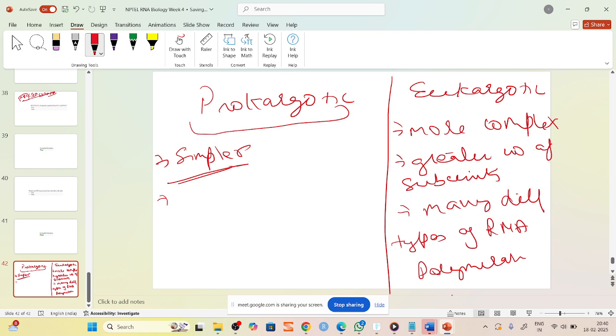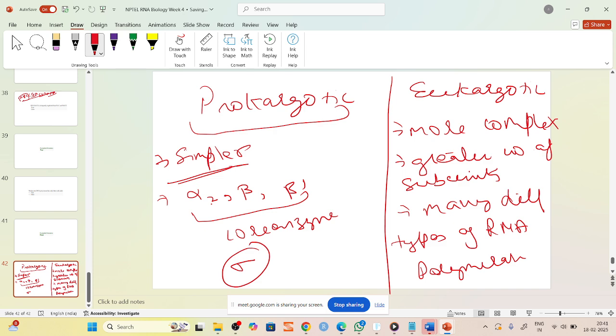What are the subunits that prokaryotic RNA polymerase has? Alpha 2, meaning two alpha subunits, beta, beta dash, and I think omega is also there. So alpha 2, beta, beta dash makes the core enzyme. When sigma factor also comes and joins with it, it makes the holoenzyme. And this holoenzyme is important because this holoenzyme will help in the recognition of the promoter.